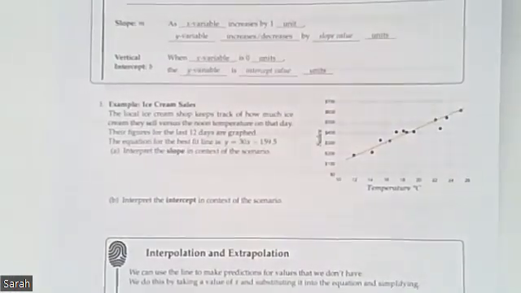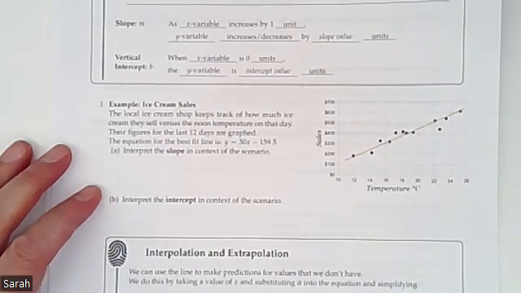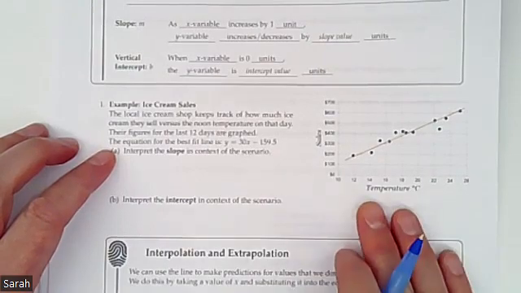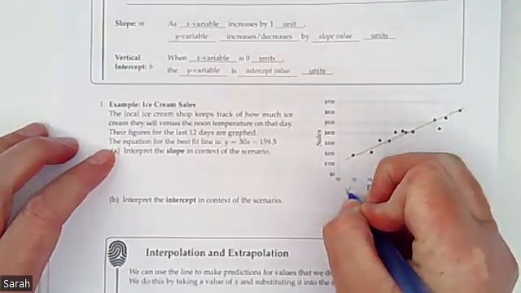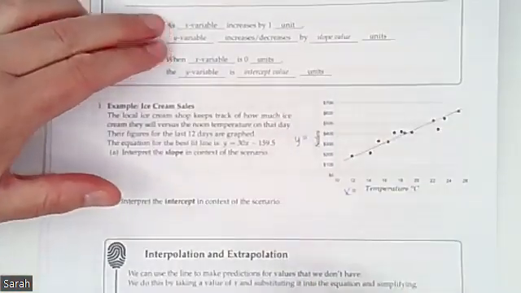All right, let's take a look at these. Hopefully this is a pretty good review from section 1.4. We're going to start with interpreting the slope. Our x variable here is the temperature, and our y variable is the sales. That will help me to fill this sentence in.